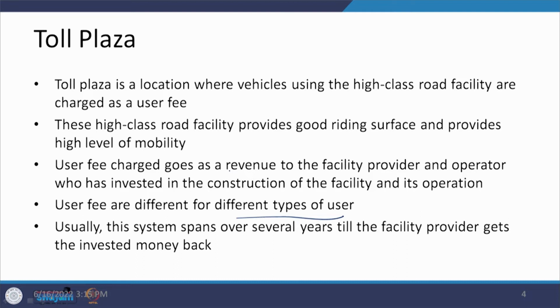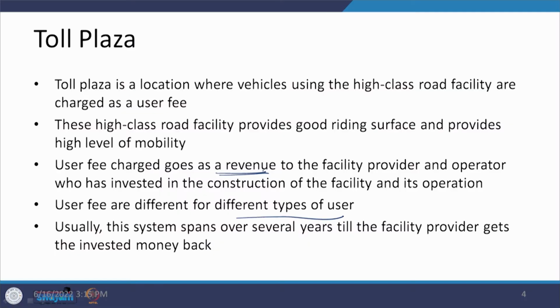Now, whatever charges are being collected come in as revenue, and this revenue is meant to recover the investment made in the construction and operation of this facility. So, it may happen that the road system being constructed for the next 50 kilometers from this location is being built by a company, not by the public agencies or the government, and therefore this company is interested in getting the money back, and that is where the user fee is imposed for the use of those 50 kilometers constructed by this company.